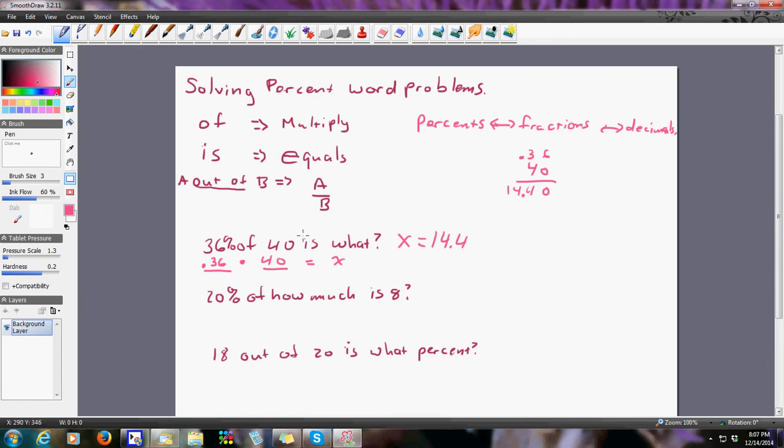That's it. Now, it says 36% of 40 is what? So it's 14.4. It's not 14.4%. I already have my percent.